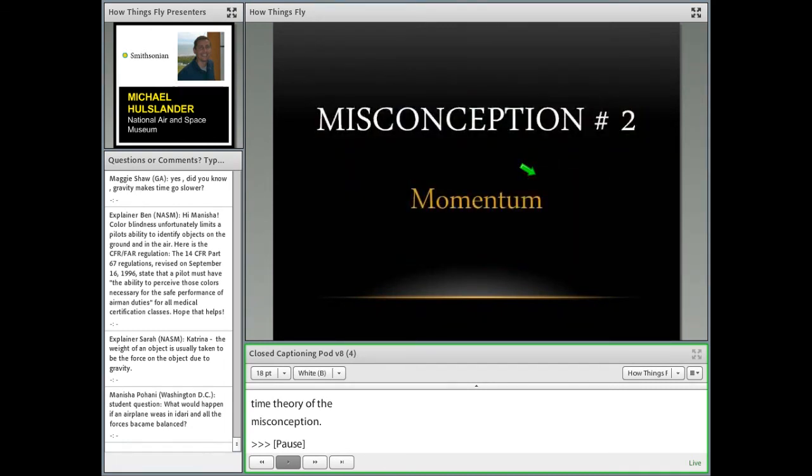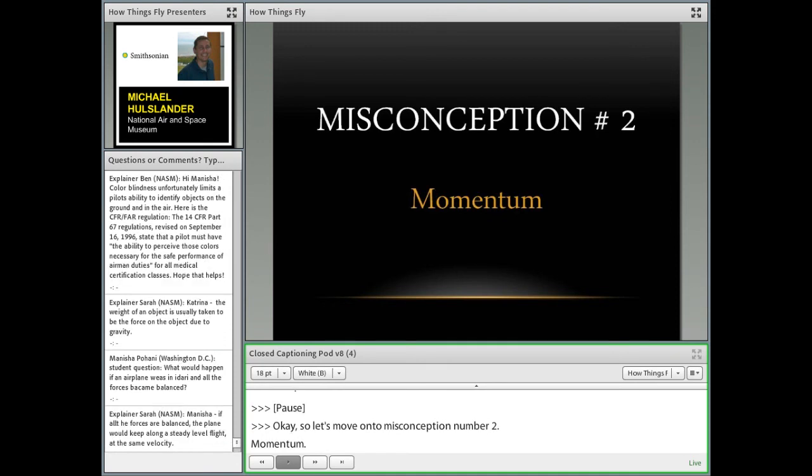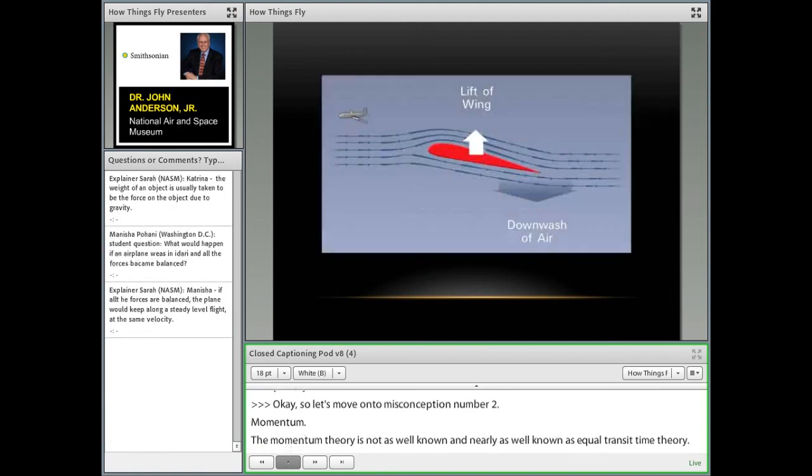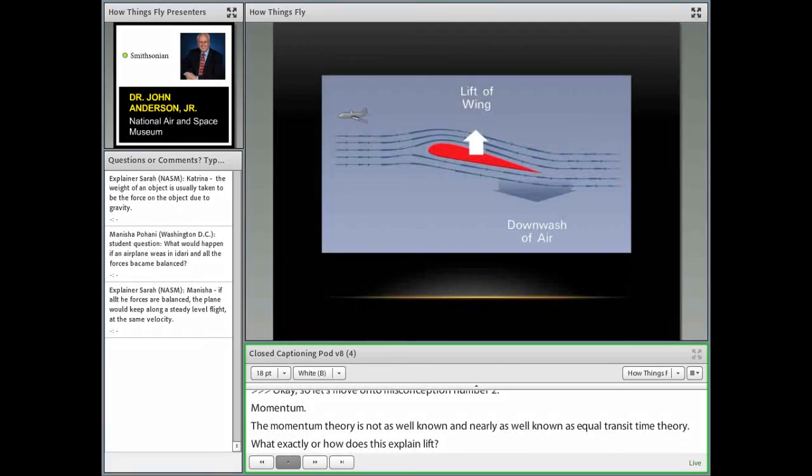Okay, so let's move on to misconception number 2, momentum. The momentum theory isn't nearly as well known as the equal transit time theory, but how does this explain lift? Well, if we go to the next picture, there we go.